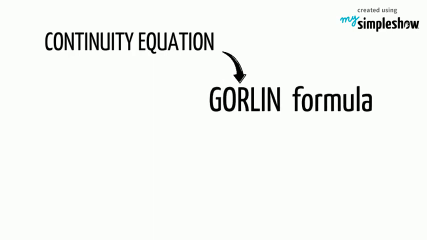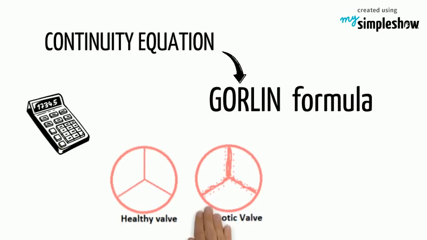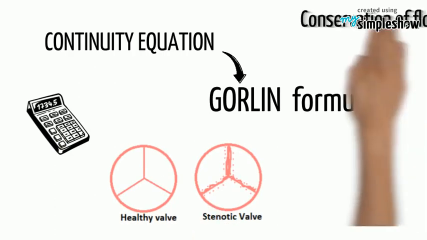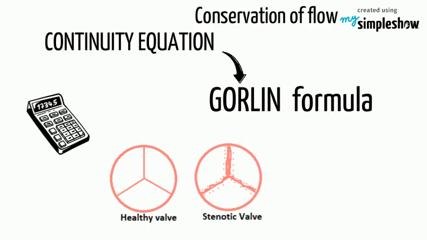The continuity equation is the Gorlin formula of echocardiography. It is used to calculate the area of a stenotic or regurgitant valve. It uses the concept of conservation of flow, namely what comes in must go out.